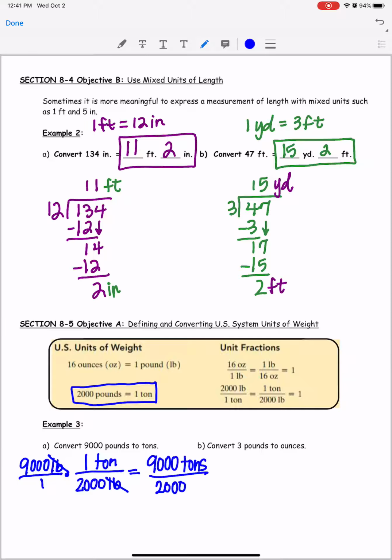And now just divide. So use your calculator. 9,000 divided by 2,000 is going to give me 4.5. So I've got 4.5 tons.